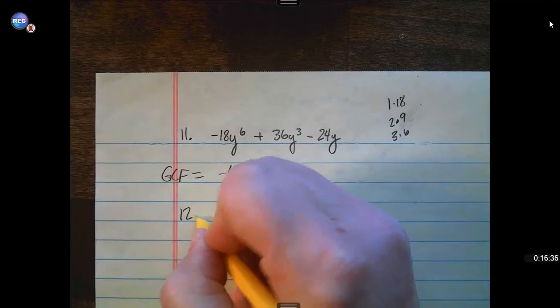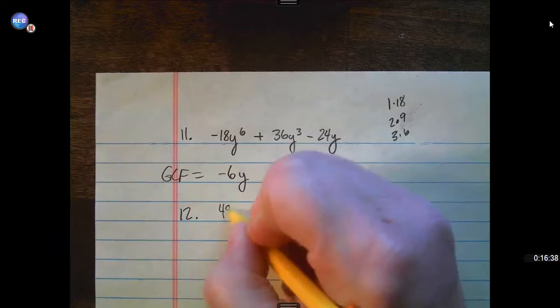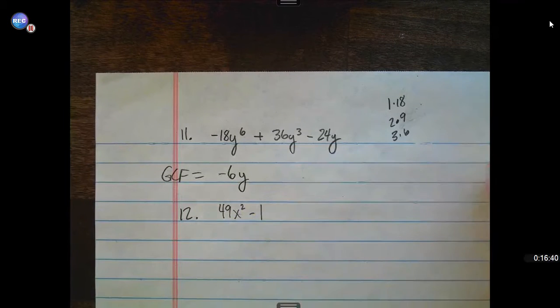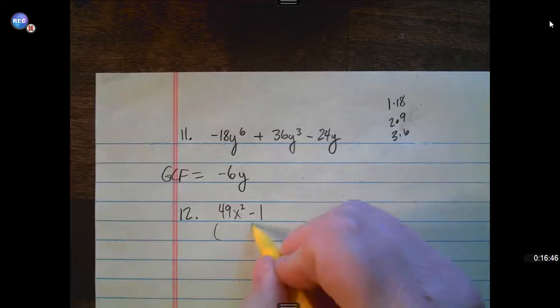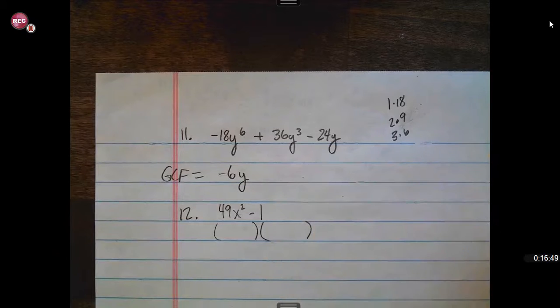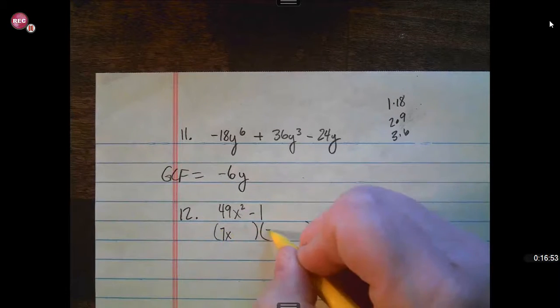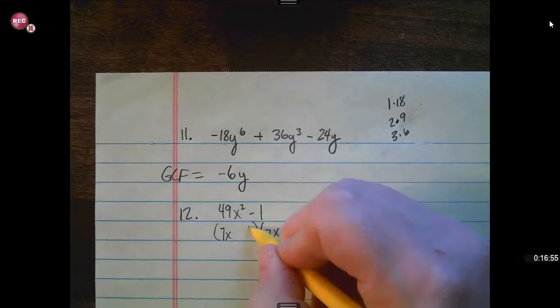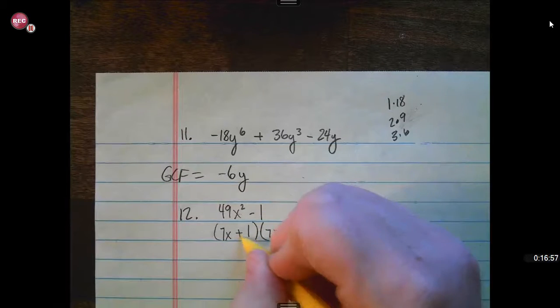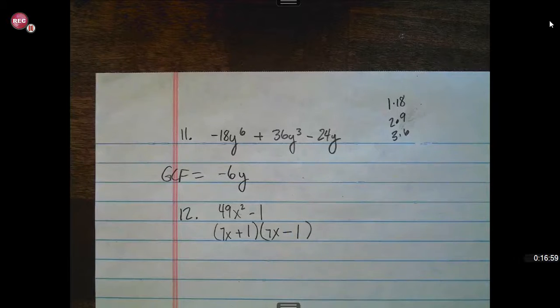Number 12, 49x squared minus 1. Is there a greatest common factor? Nope. Is it a binomial? Yep. So we put 2 sets of parentheses. The square root of 49x squared is 7x and 7x. The square root of 1 is 1. And plus, minus, and it's done.